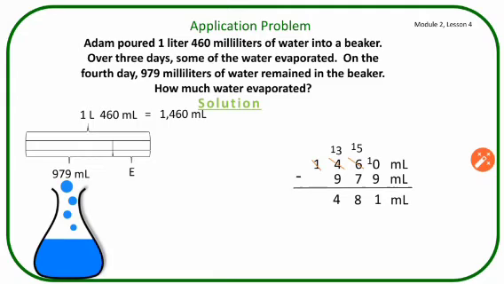So now we put our milliliter. So our final answer is what? Say it again. Go. 481 milliliter. Okay? Yes. 481 milliliter of the water evaporated. Very good. Okay?